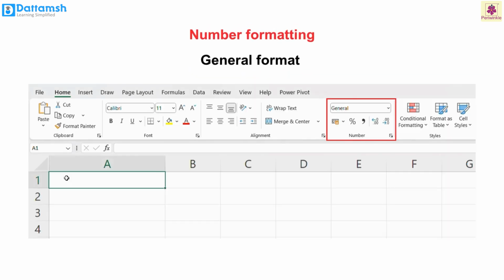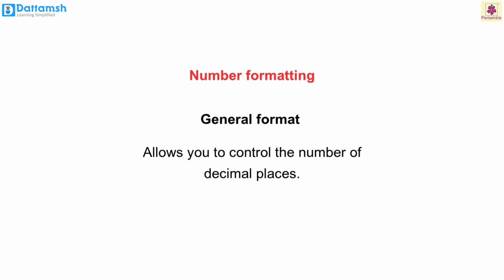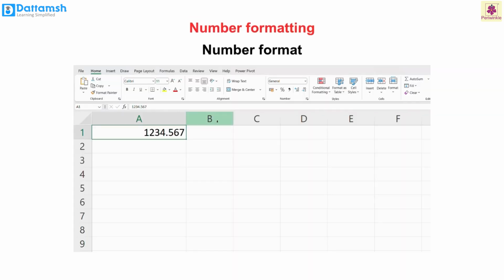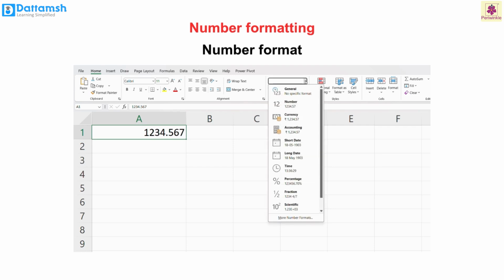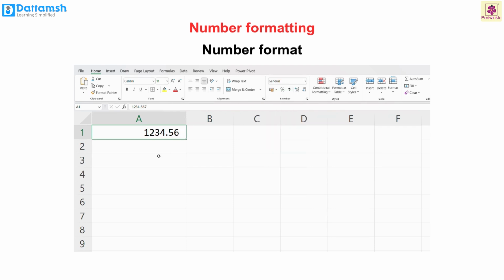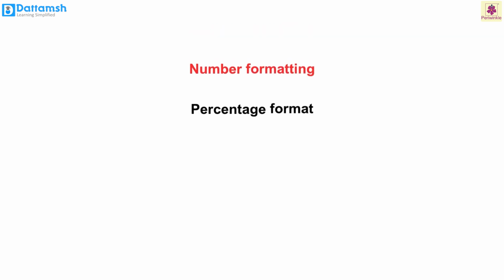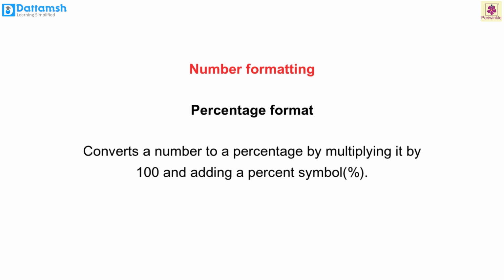For example, if you enter 1234.567, it will appear as 1234.567. Number format allows you to control the number of decimal places. For example, if you enter 1234.567 and set it to 2 decimal places, it will display as 1234.56. Percentage format converts a number to a percentage by multiplying it by 100 and adding a percentage symbol.